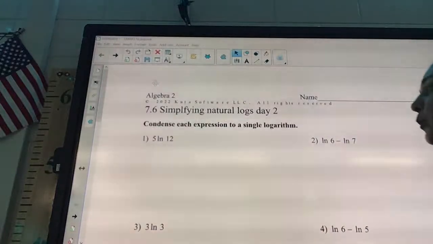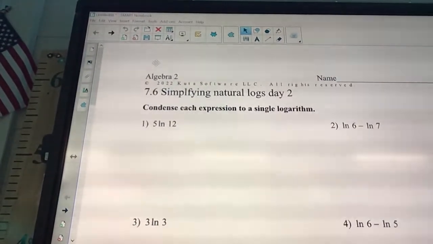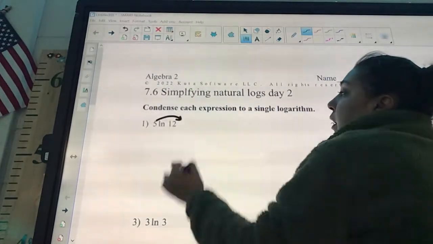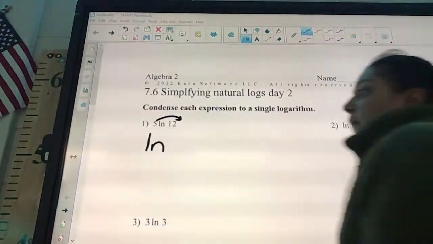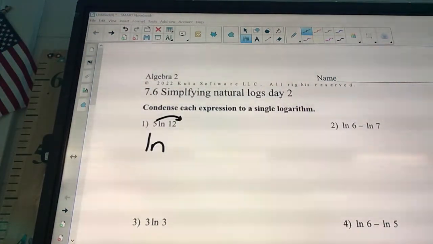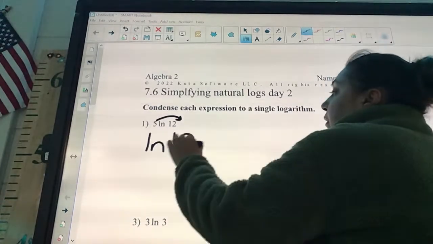If we look at number 1, where does the 5 go? Up to the 12. Okay, so our first step, and yes, you guys need to show your work, is going to look like ln, or some of you say "in." What's that stand for? Natural log. Okay, natural log of 12 to the 5th.